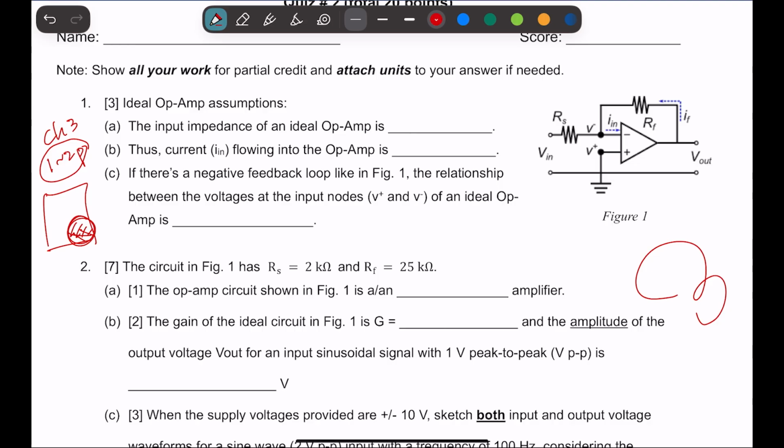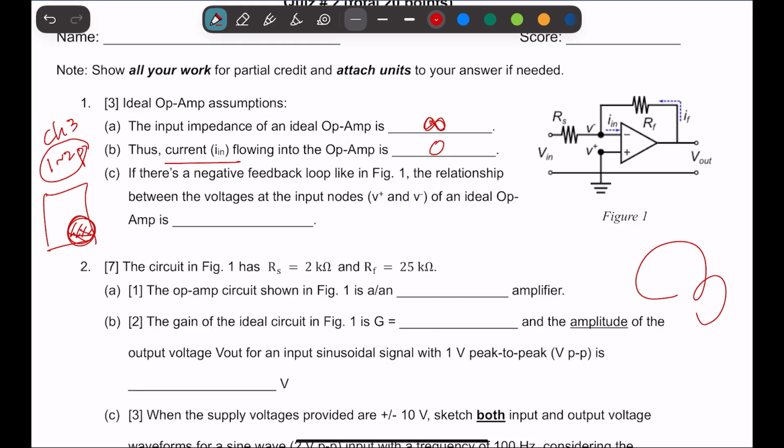So the input impedance of an ideal op-amp. If we assume this is an ideal op-amp, the input impedance has to be very large, like infinity. That's our assumption here. And the current that is flowing into the op-amp, into the input nodes, is going to be 0. Very, very small current is flowing in or out.